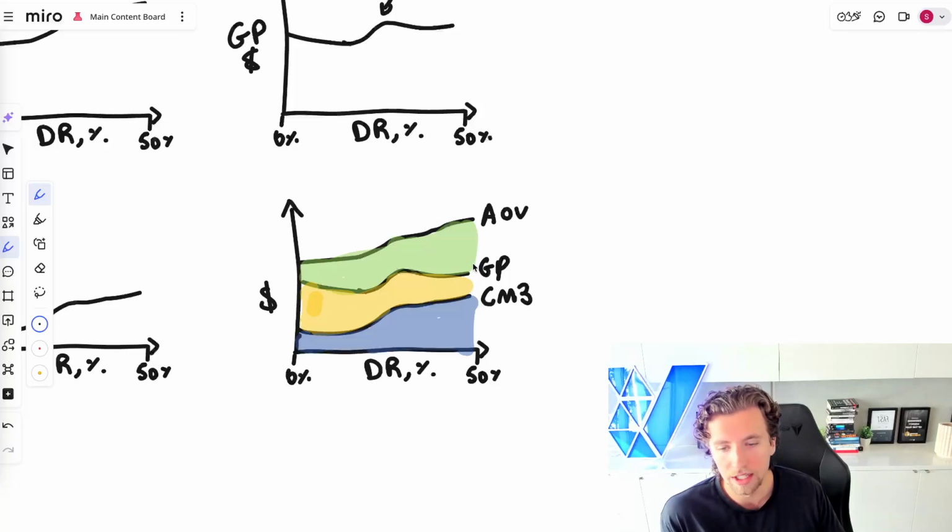Now, obviously, this is theoretical. These curves change in dynamics as you change the business and the product portfolio and the reasons as to why people might increase in threshold, etc. But this gives you an idea.